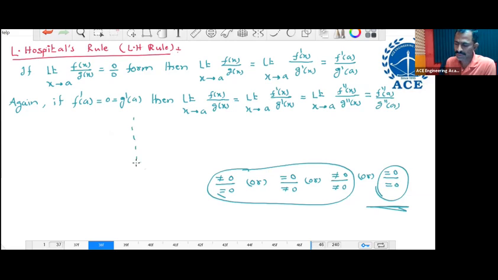And so on. We continue this process as long as we obtain 0 by 0 form. If we get 0 by 0, continue this. 0 by 0, continue this. 0 by 0, continue this. Not 0 by 0, stop. That's all. So we continue this process as long as we obtain 0 by 0. This is L'Hospital rule. Next, we go to the problems.